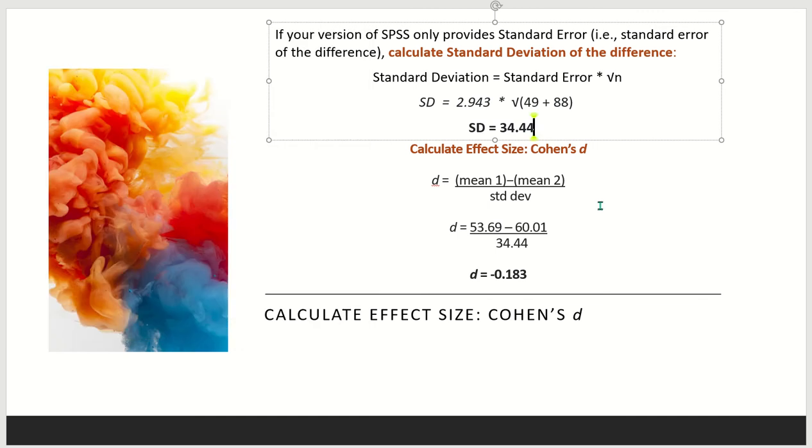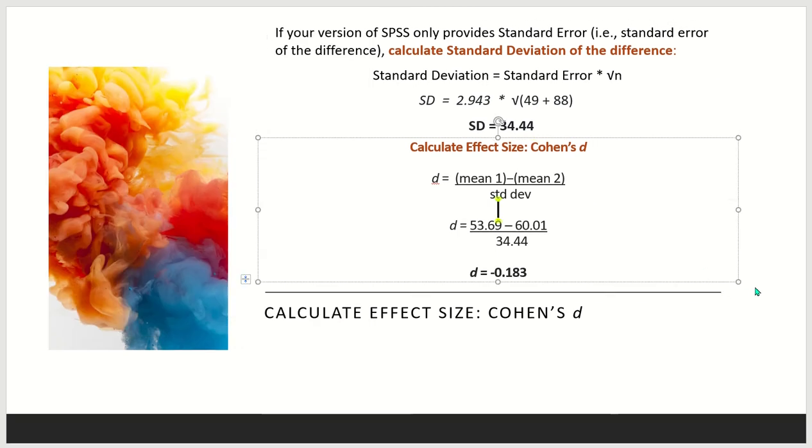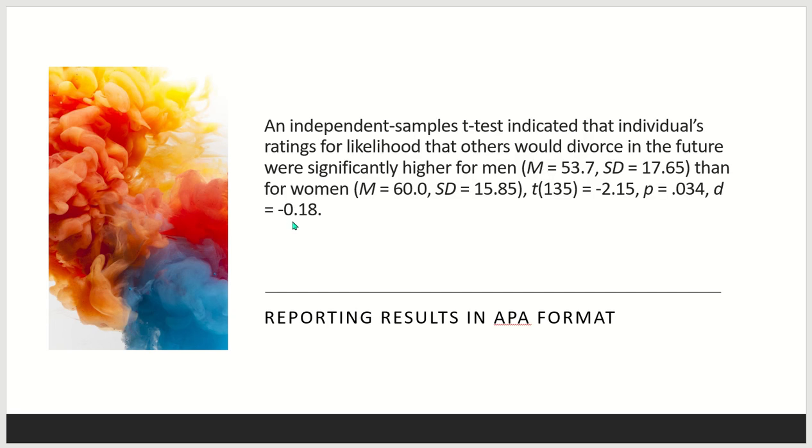Now, finally, we would calculate the effect size, and that is you take the two means, you find the difference of the means, the mean for the males and the mean for the females. If you recall, we mentioned that the males was around 50% and the women were around 60%, and we divide it by the standard deviation, which we calculated up here. And we come out to, the Cohen's d comes out to negative 0.183. Now we're ready to report this in APA format.